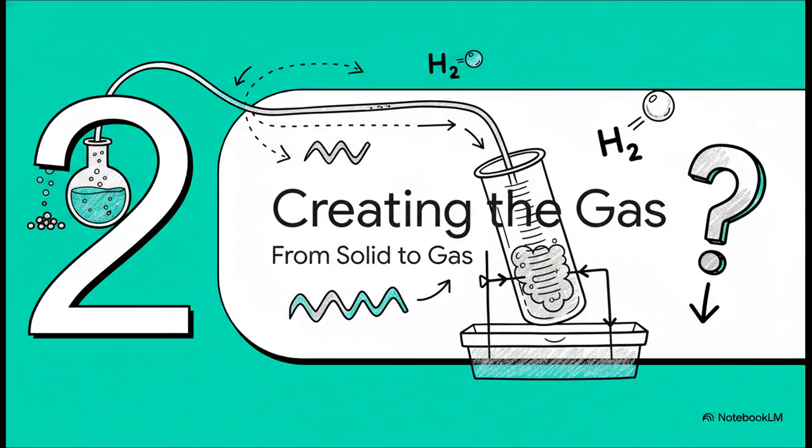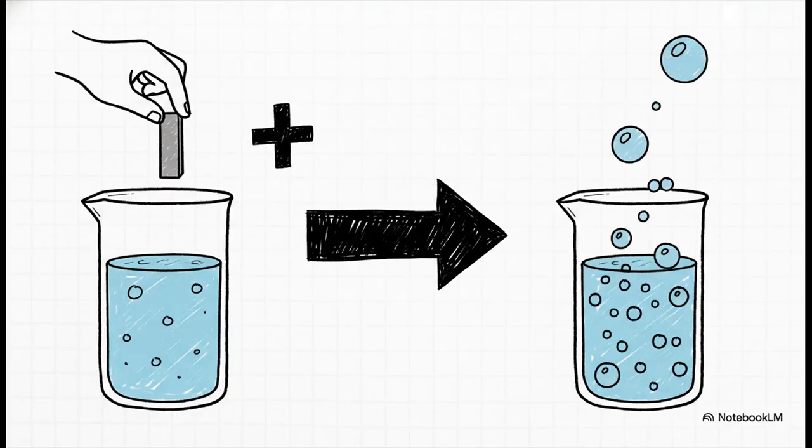Okay, first things first. We can't measure a gas if we don't have one. So this first part of our quest is all about the how. How do we actually make the hydrogen gas we need? And, just as important, how do we catch it once we make it? The way we do it is actually pretty straightforward.